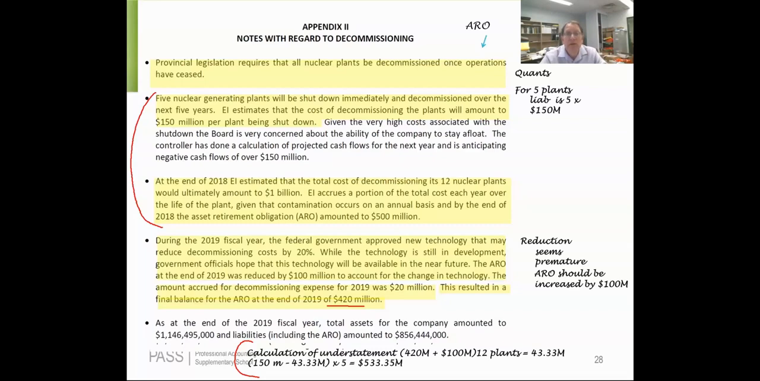The thing is way too low. And what about the liability for the other plants I'm keeping open? I'm still keeping open 7 plants. Eventually, they have to be decommissioned also. Don't I have to add something in for those plants? Even if you do what I did at the bottom, and it's not that much. So you are under accrued here by hundreds of millions of dollars. Does everybody see that? These are the numbers, people, that you're supposed to be working with.